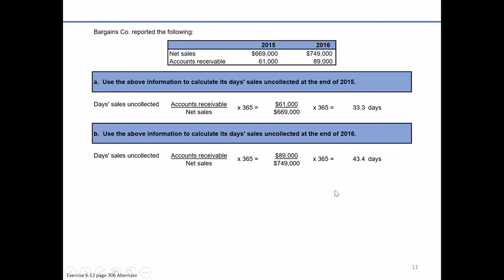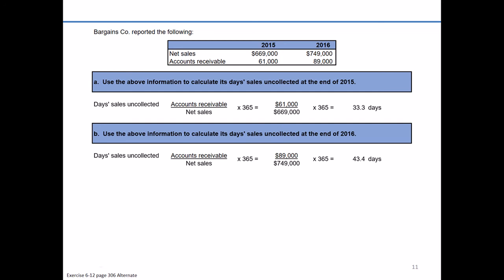Beyond just looking over time at the individual company, we also may want to do a comparison to the industry to determine whether this is good or bad. For example, if in whatever industry Bargains Company operates, companies typically offer customers 50-day terms, meaning from the point of sale they offer their customers 50 days to pay it off, then even though this is an increase, we're still well within the industry average. So maybe it's not necessarily a bad thing.